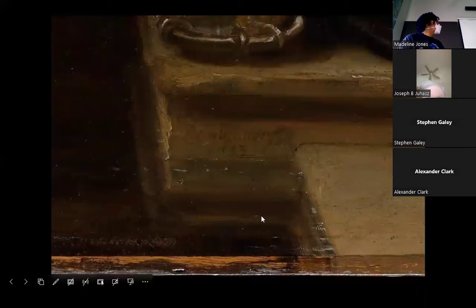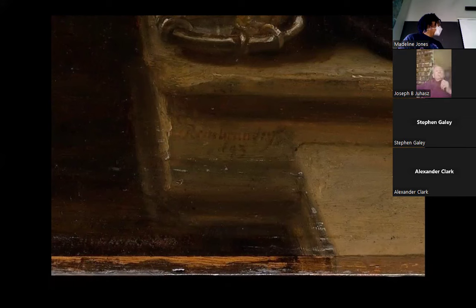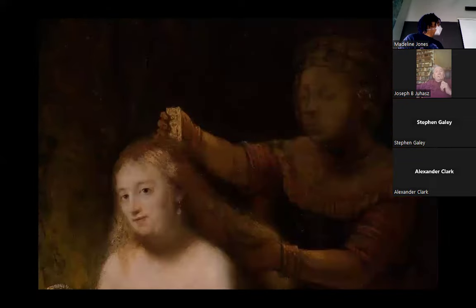And this is Rembrandt's signature. And this is also the edge of the painting. It's painted on wood. There's a little side note about this wood that I'll go into if we have time. I think it kind of ties things together.